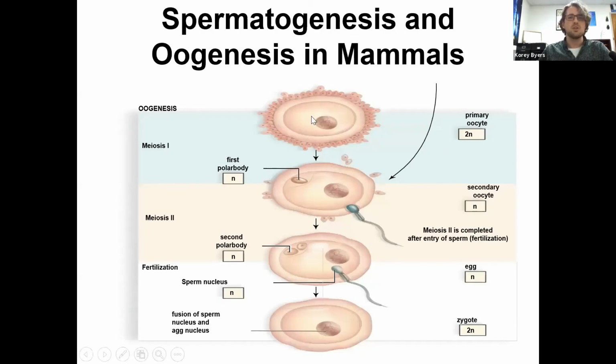So here's a picture showing oogenesis. The primary oocyte goes through meiosis 1. We get a polar body and a secondary oocyte, which could be fertilized. And if it is fertilized, it continues through meiosis 2. Those chromosomes are put into a polar body. The 23 remaining fuse with the chromosomes from the sperm, and we form a zygote that's once again diploid with 46 chromosomes.